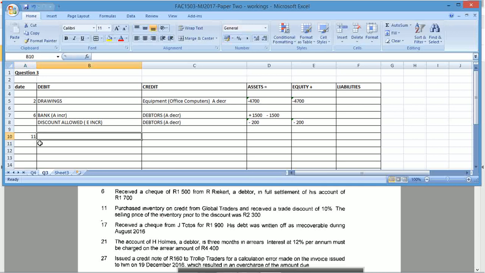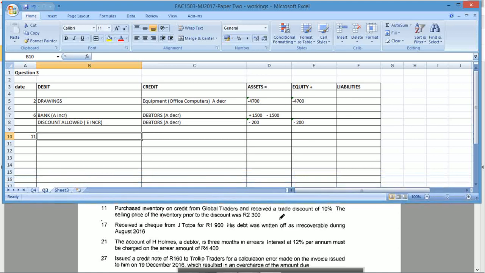Number 11. Purchased inventory on credit from G and received a trade discount. Trade discount means you take it off the cost, you leave it off. The selling price of the goods prior to the discount was 2,300. So I do need to show this. If I'm buying on credit, the word on credit means creditors. Creditors, brackets, write in the name. Liability increase. What did I buy? I purchased inventory. If I'm using periodic, we call that purchases. Expense increase. That's your working.